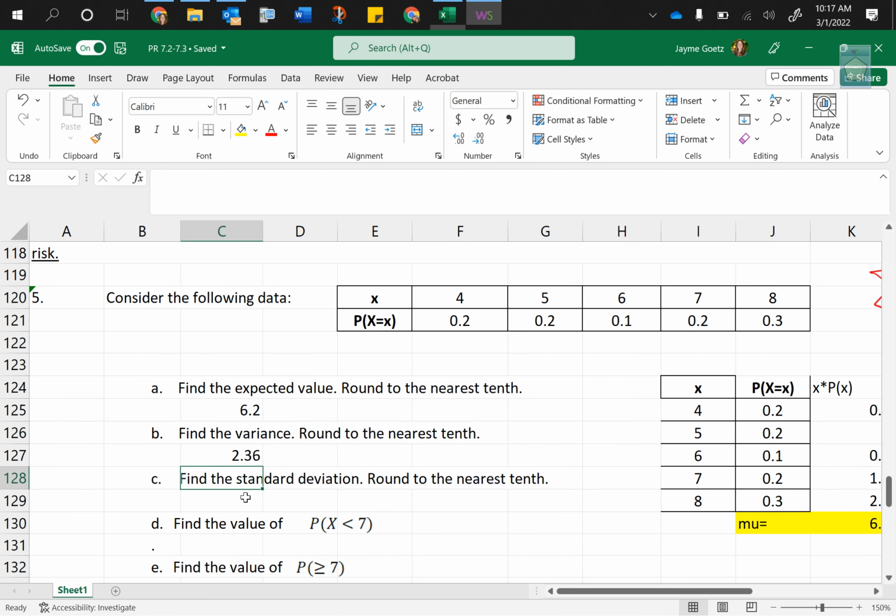And then to find the standard deviation, I don't even need to go back to the table. First and foremost, here is what you do not do. You do not just come over here and go SQRT of, and then type in 2.36. Do not do that. Why don't we do that?